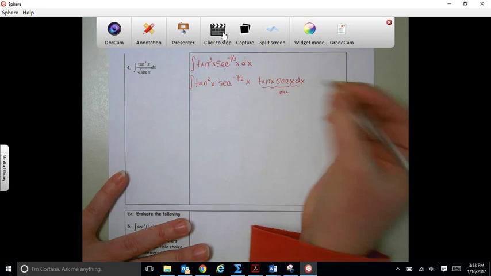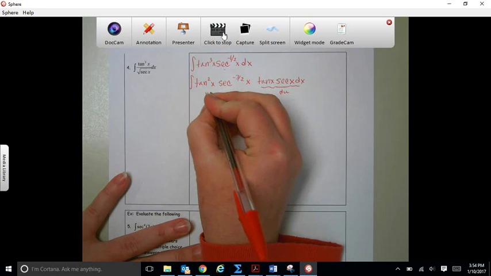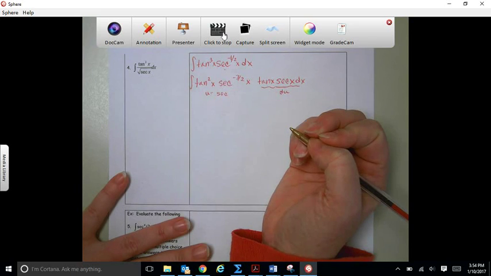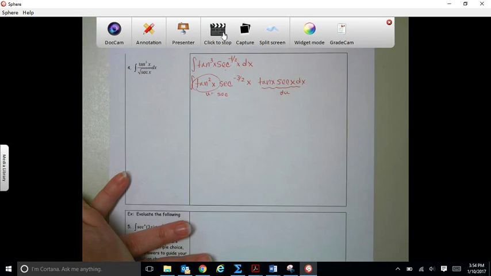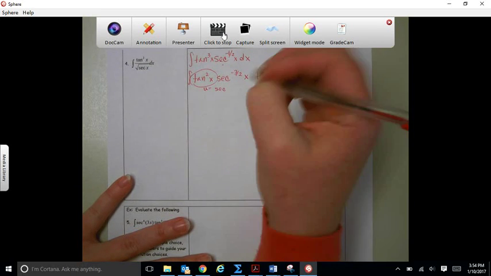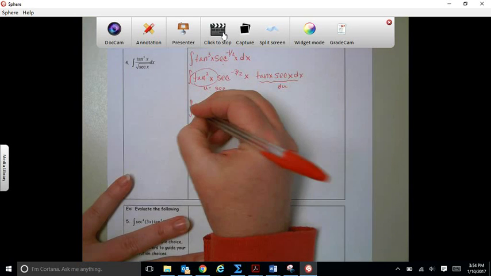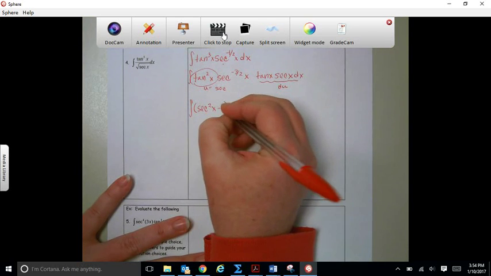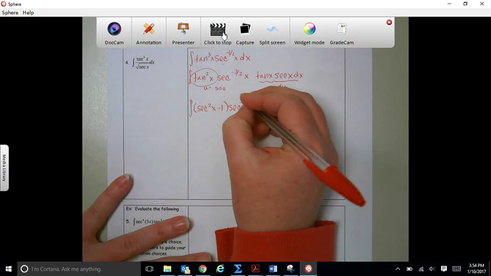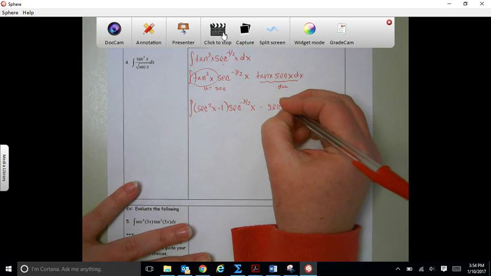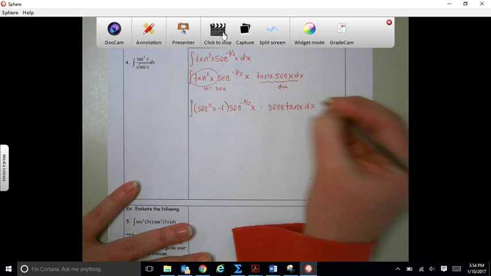So if that's what I want for my du, then my u needs to be secant. So I need to get that tan squared in terms of secant, which we can do. So let's do that. So I have the integral of secant squared x minus 1 times that secant to the negative 3/2 x times my secant x tan x. I just decided to flip it around because that's how we normally see it.